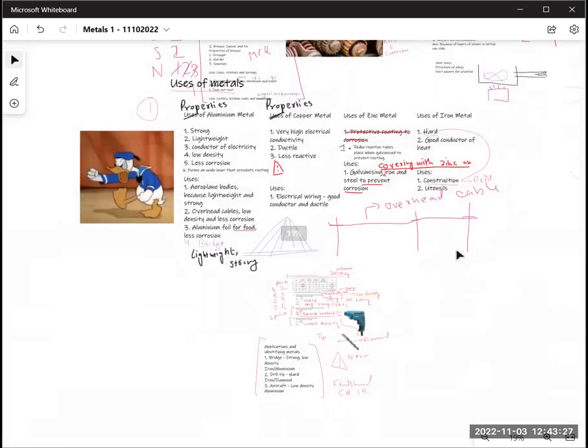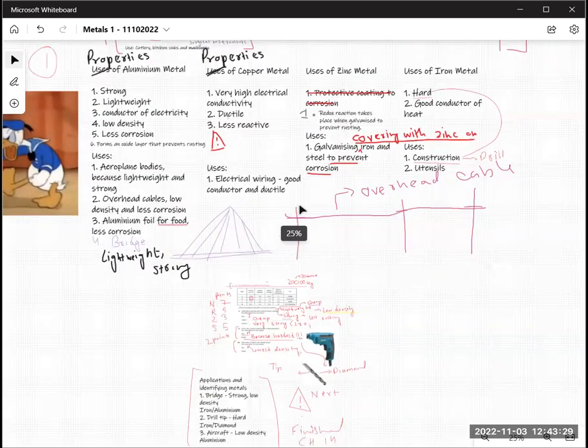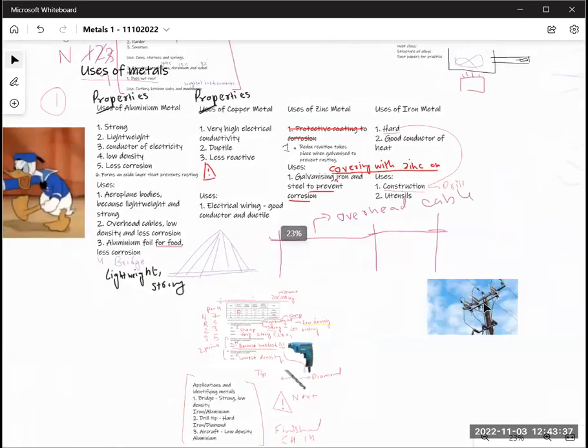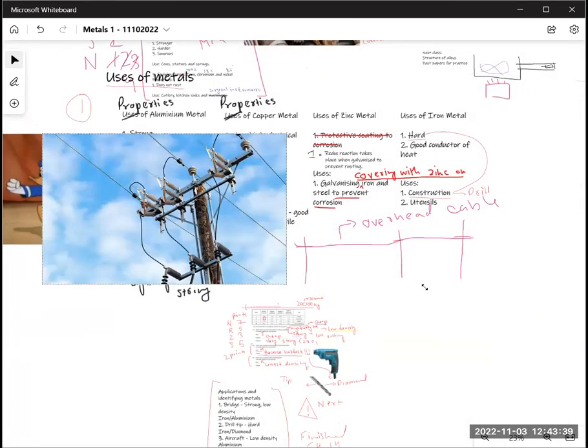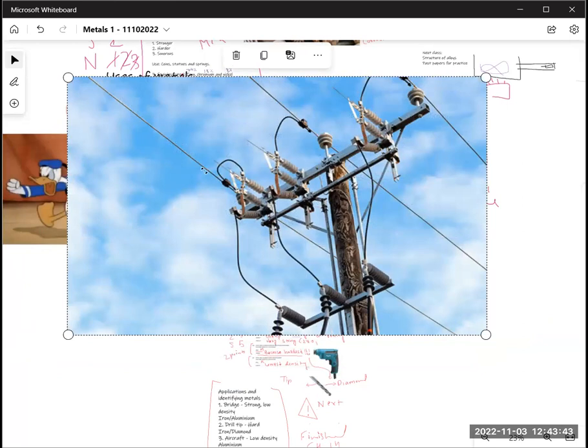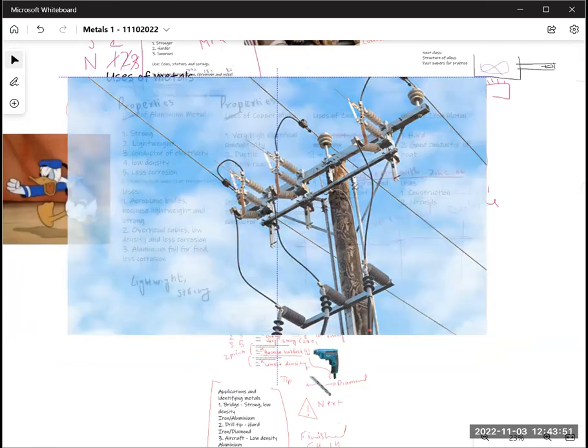A visual diagram. Now this is my drawing for an overhead cable, but there's another drawing for it, which is this. If you look at this right here, this is your overhead cable. These wires are the overhead cable, not the pole itself, not the rod, but the wires. Okay, I think you understand now. Let's go.